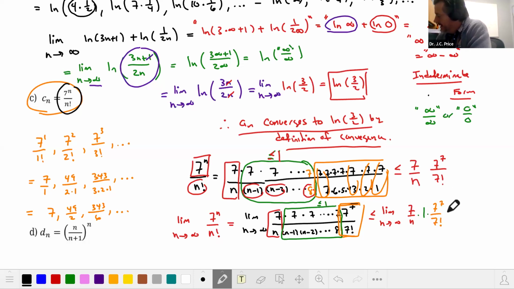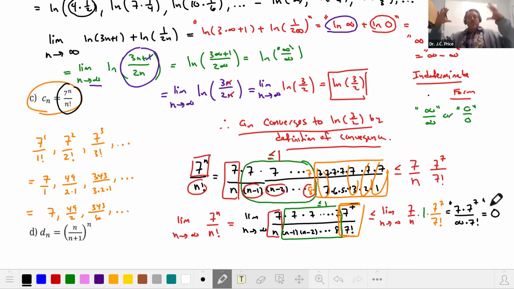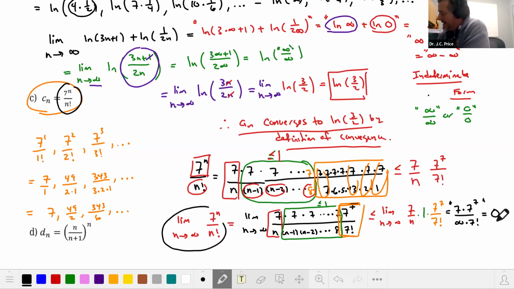but we know what that limit is. So this limit is equal to what? It's just 7 times 7 to the 7, and then we have infinity on the bottom times 7 factorial. Well, guys, these are just a number on top and a number on bottom, but you have infinity, so it's going to be equal to 0, right? That bottom's going to keep growing bigger and bigger and bigger, and so it's going to force that limit towards 0.